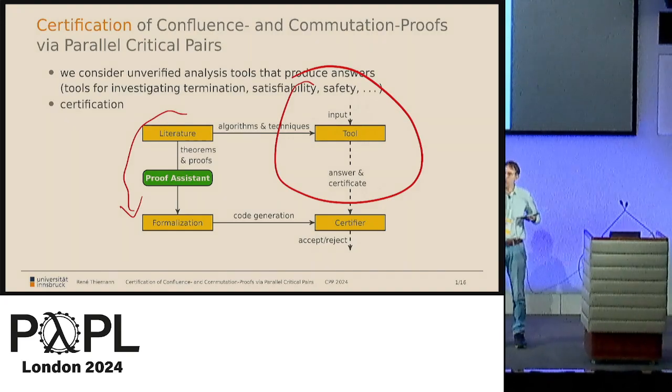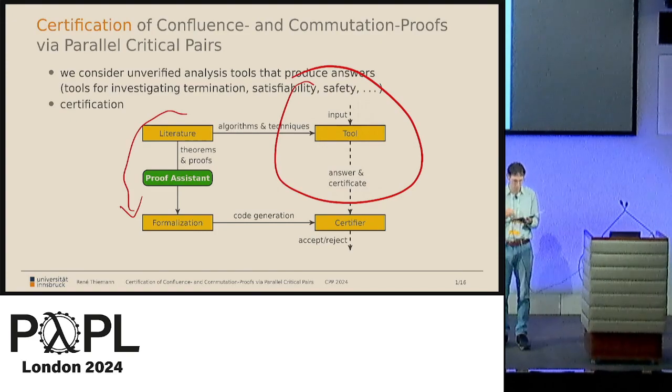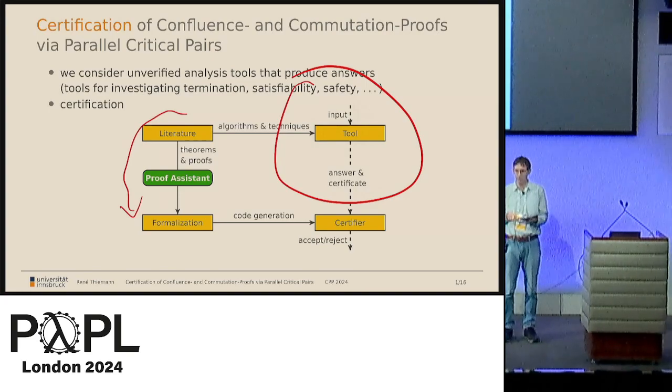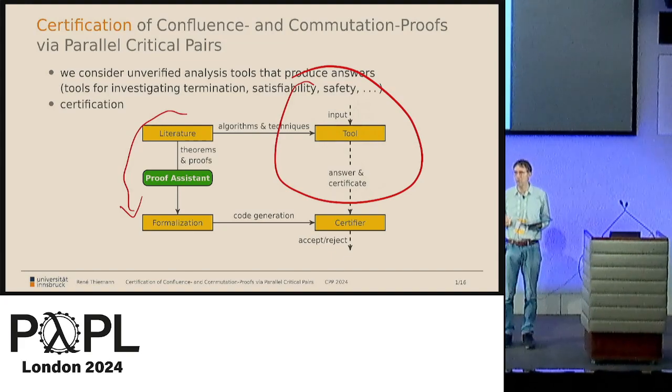So the certifier is an easier program because it doesn't have to do the proof search, but it still has to come with verified algorithms. And this is what I call the certifier. This is certification in the context of this talk. Once the certifier accepts a proof, we have a high assurance that indeed the answer is correct.